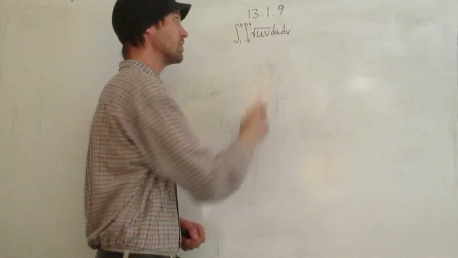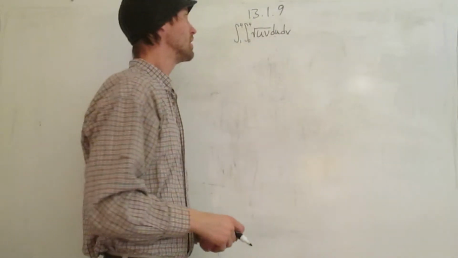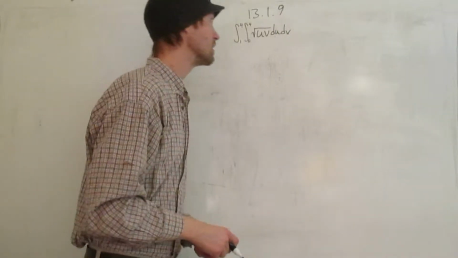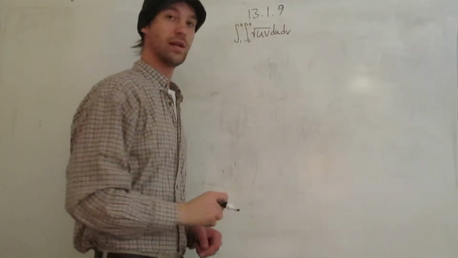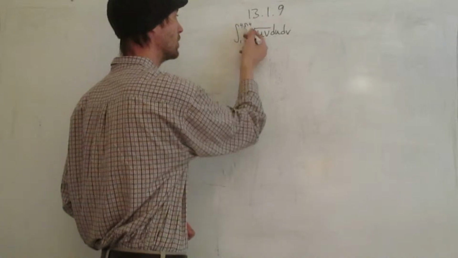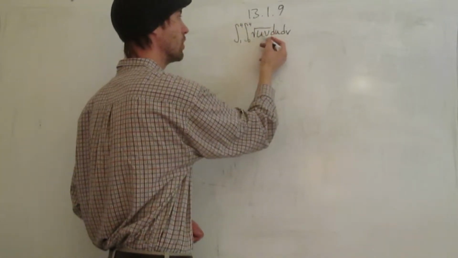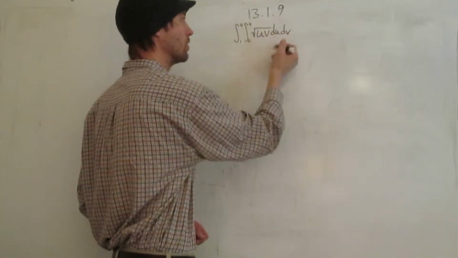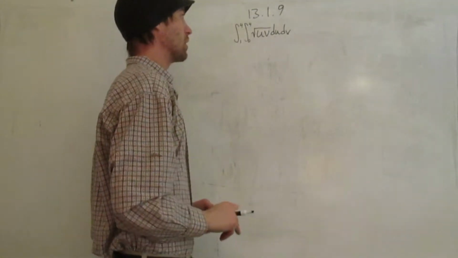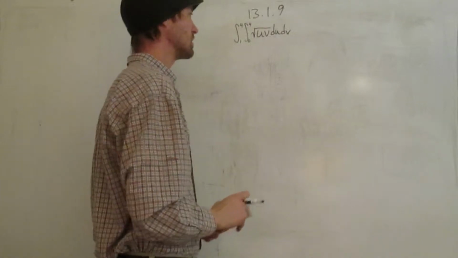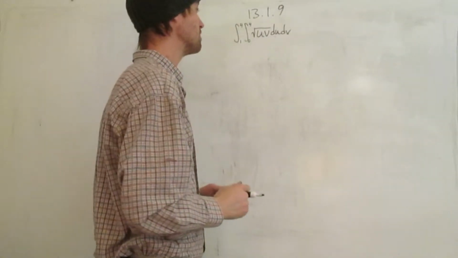Today we're going to be looking at 13.1.9, the first section of chapter 13, problem 9. We're going to look at the iterated integral, the first from 1 to 4, the inner from 0 to 4, of square root of uv du dv. Okay? So how are we going to approach this problem? It's going to be just a step above what we did last time.